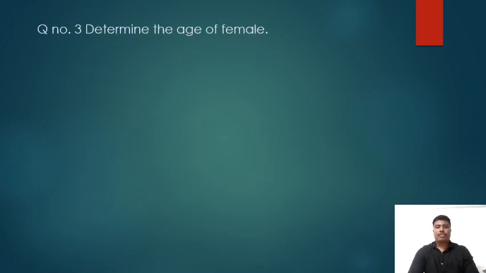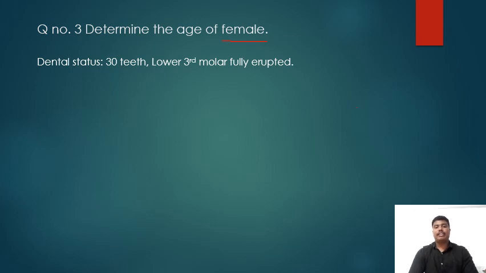Now, the third question, determine the age of the female. So, the subject in this question is female. Now, the dental status of female is 30 teeth. It means lower third molar fully erupted. So, this means the third molar has erupted, which means the female is greater than age of 17, but less than 25. Okay, because all third molars are not erupted.